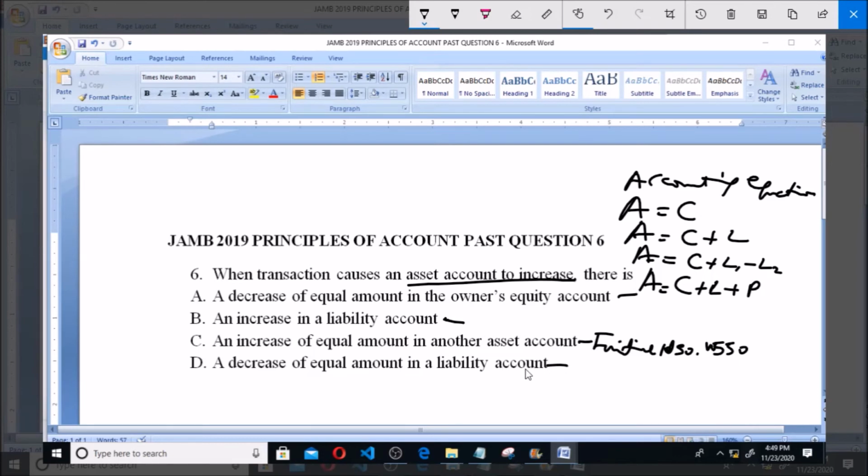When we look at a decrease of equal amount in a liability, if a liability is decreasing, the assets may not increase. It may still be at the same figure. So the major transaction that causes an asset to increase is if there is an increase in liability accounts, option B.